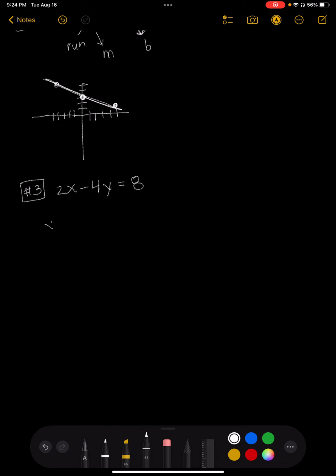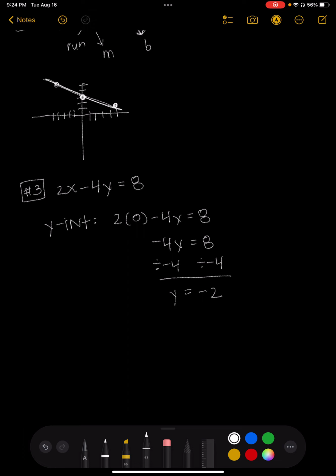So I'm going to just write y-intercept. What I'm going to do is plug in 0 for x, so I'd have 2 times 0 minus 4y equals 8, and then solve for y. So 2 times 0, we know is 0, which just cancels that out, and I get negative 4y equals 8. Okay, I can divide each side by negative 4 to get the y by itself, and I would get y equals negative 2.